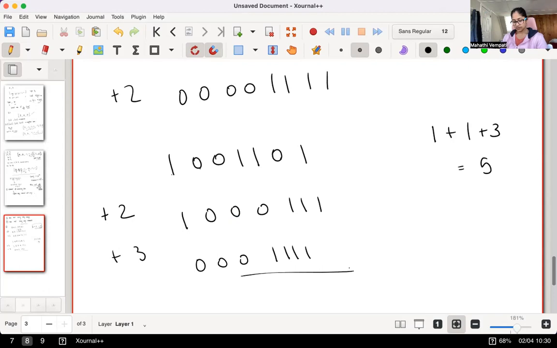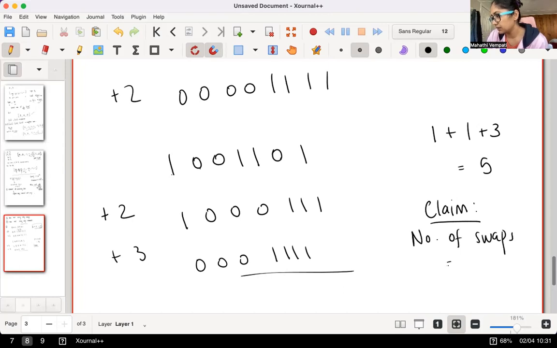So that is how many I would do if I did just swaps. And this is an assumption. I haven't proved it, but I vaguely remember this number of swaps equals number of inversions.